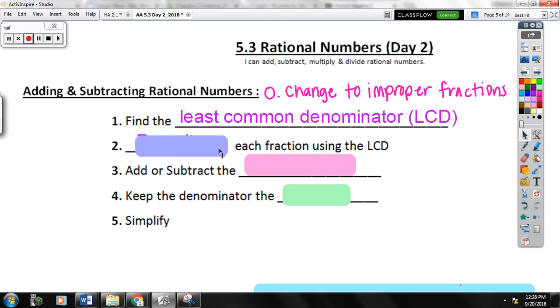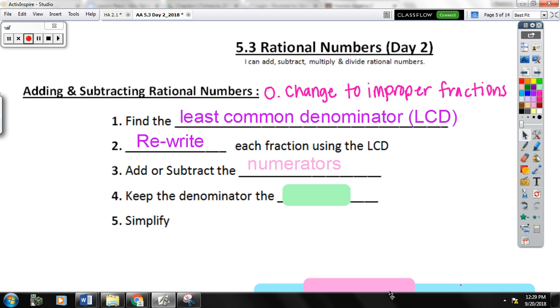Then you're going to rewrite each fraction using the LCD so that both fractions have the same denominator. Then we'll add or subtract the numerators. Keep that common denominator the same. And then the last step is always to simplify. So if you get down to 4/8, always make sure you reduce it to 1/2 so that you don't miss a half point for not simplifying.